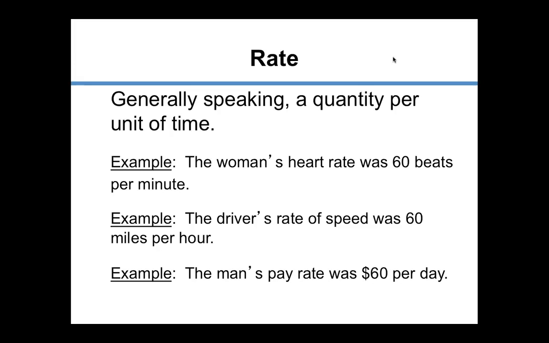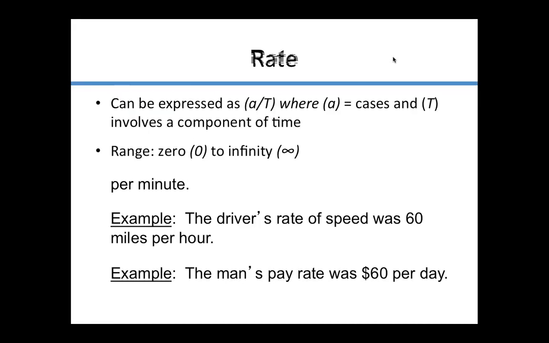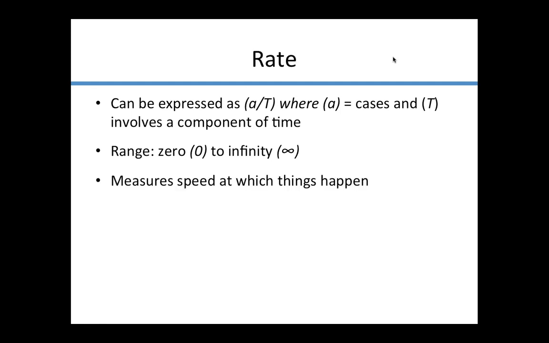A rate, generally speaking, is a quantity per unit of time, and you'll see it used as a synonym sometimes for a proportion, but it's not. A rate, generally speaking, is a quantity per unit of time. Here's some examples. The woman's heart rate was 60 beats per minute. The driver's rate of speed was 60 miles per hour. The man's pay rate was $60 per day. So you see that time is a part of the denominator. This is a count per unit of time, and that's how we're defining rate.